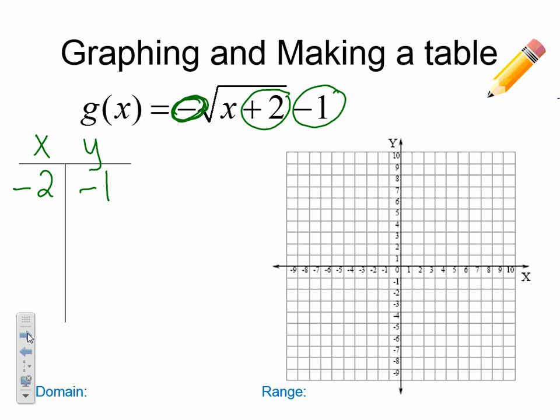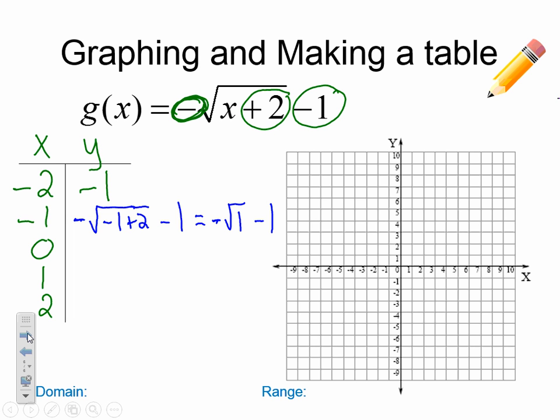So when we go through, we're going to climb, so we're going to have negative 1, 0, 1, 2. We're going to plug this in. Plug this in, we're going to have a negative square root. That's really important. Negative square root of negative 1 plus 2 minus 1. That's going to equal negative square root of 1 minus 1. If you type that into your calculators, ladies and gentlemen, we're going to get a negative 2.